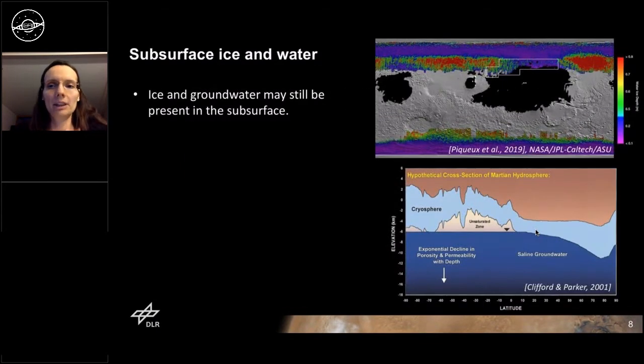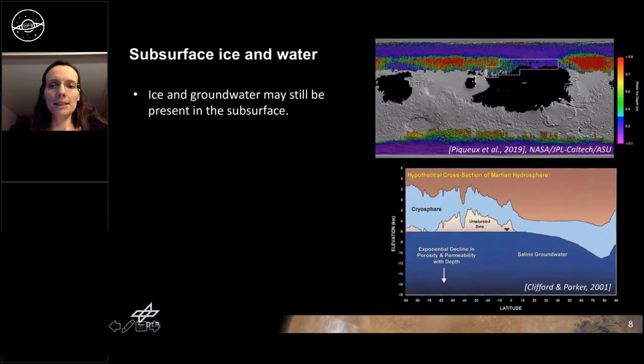And we also have indication of subsurface ice. As you can see here on this map at the top, a map of subsurface water ice depth, here in magenta colors you see regions where water ice is much closer to the surface. Basically, this has been determined by looking at thermal inertia measurements.